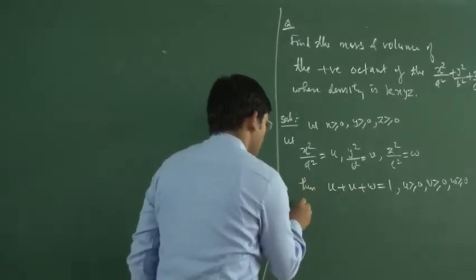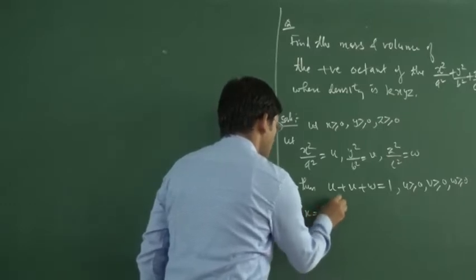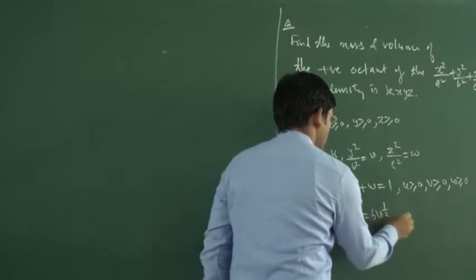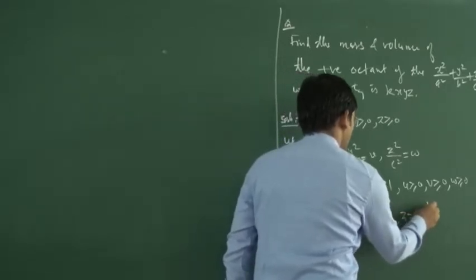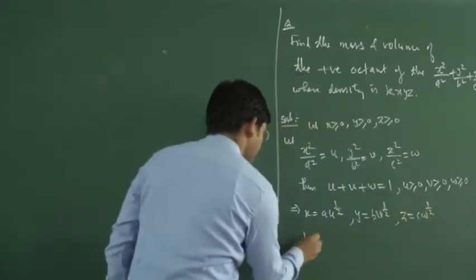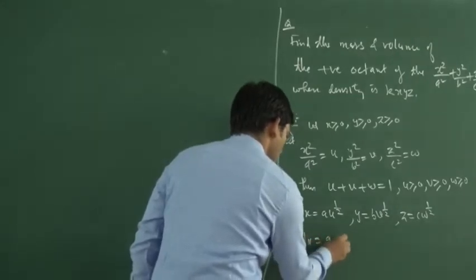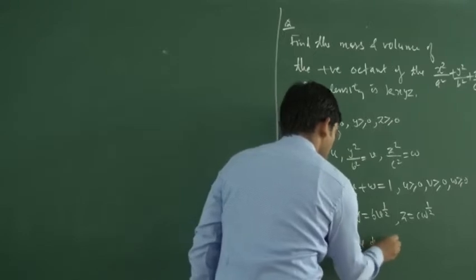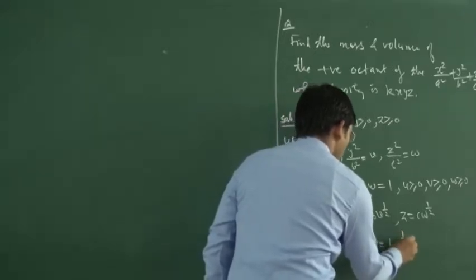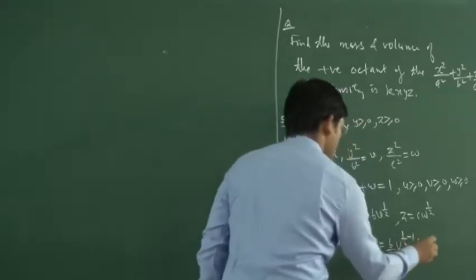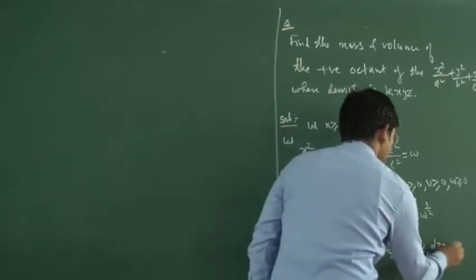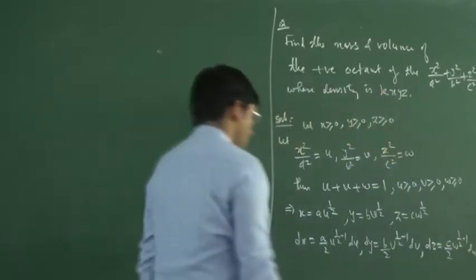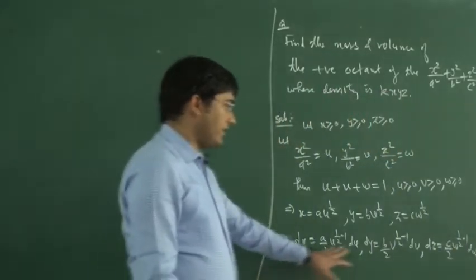Now our x will be a into u power half, y will be b into v power half and z will be c into w power half. So your dx will be a by 2 u power half minus 1 into du. Your dy will be b by 2 v power half minus 1 into dv and your dz will be c by 2 w power half minus 1 into dw. So these are the values of dx, dy and dz.